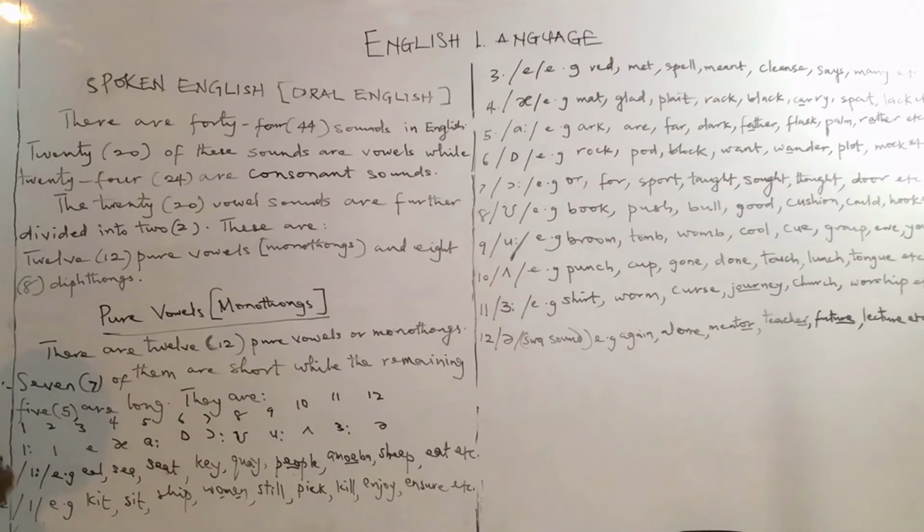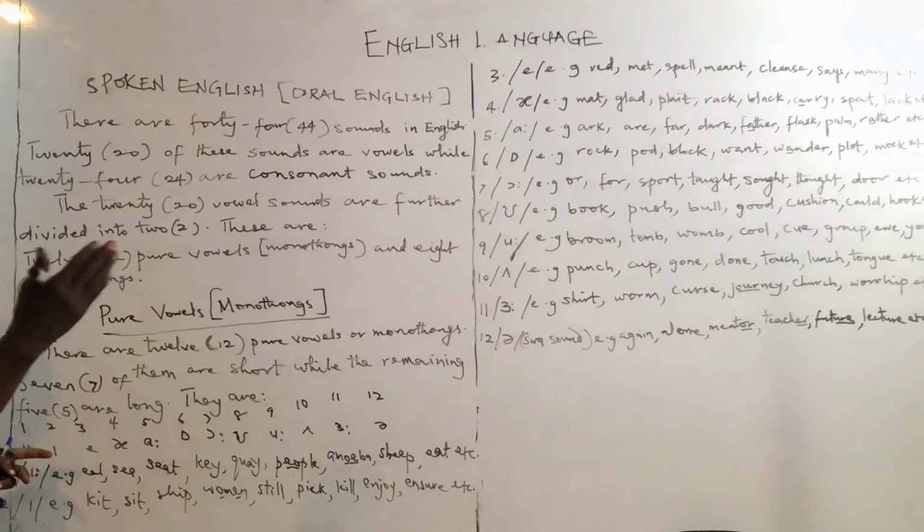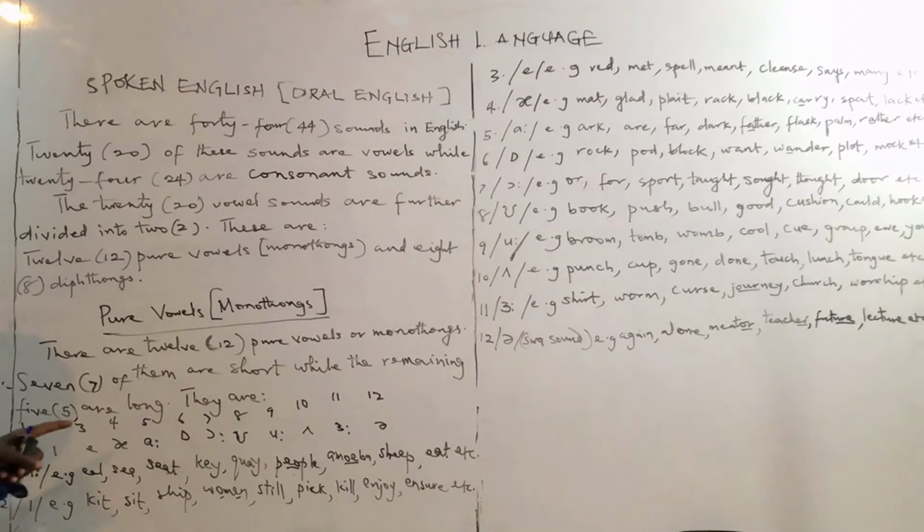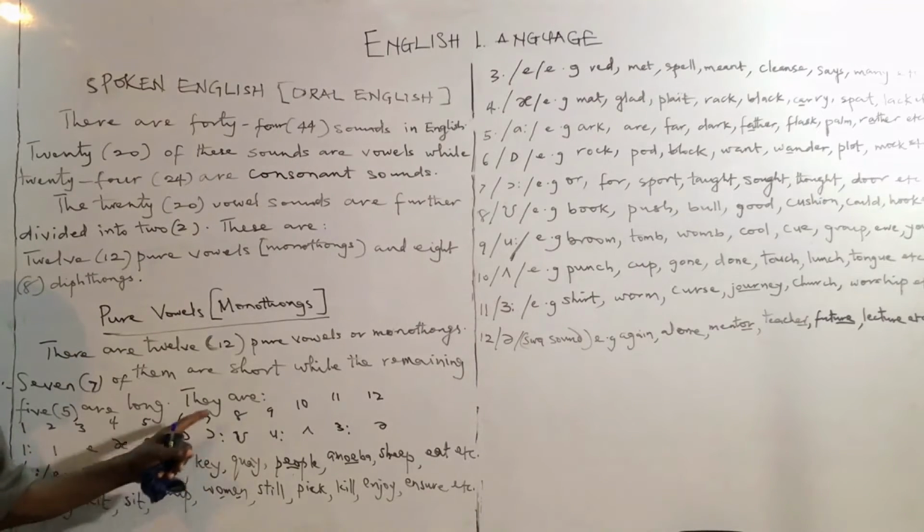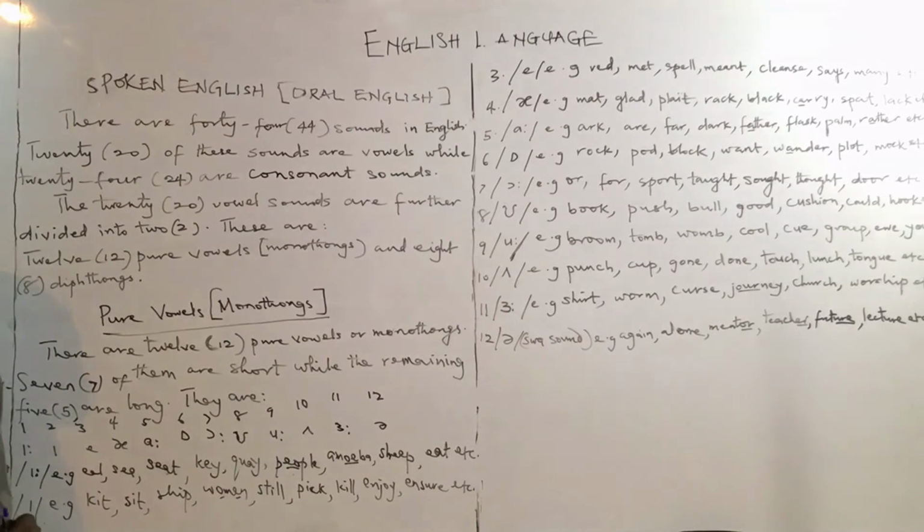And we want to look at them one by one. I said it earlier that 5 of these monothongs are long. Where you see the sign of colon, it's a sign of elongation. Like number 1, like number 5, like number 7, like number 9, and number 11. They are long vowel sounds, while the remaining 7 are short ones. All right. We want to start by looking at the first one, which is a long vowel sound.